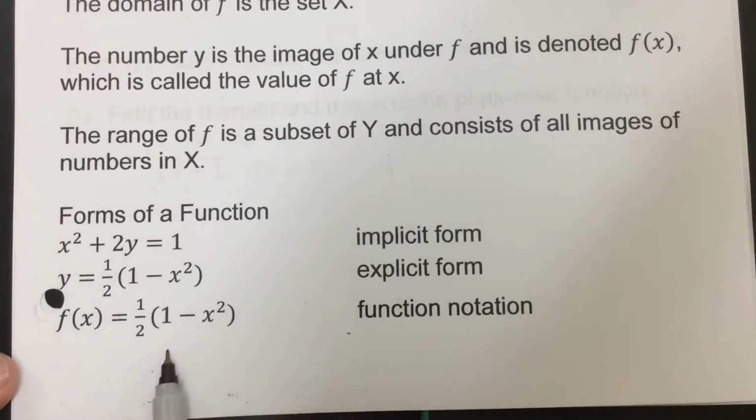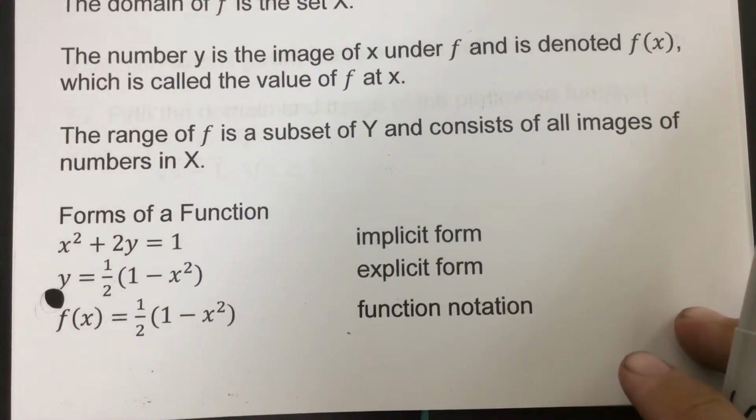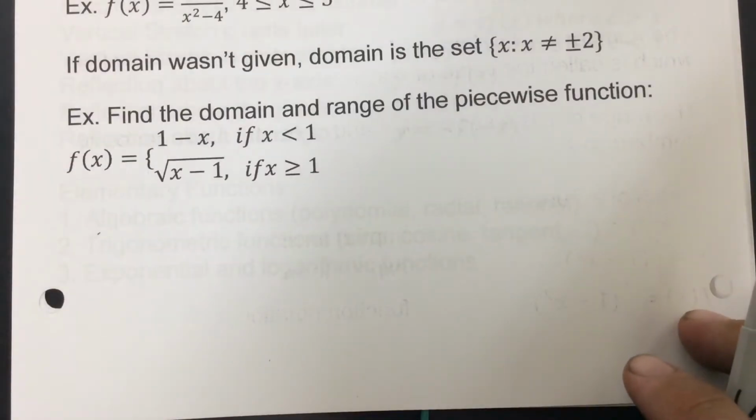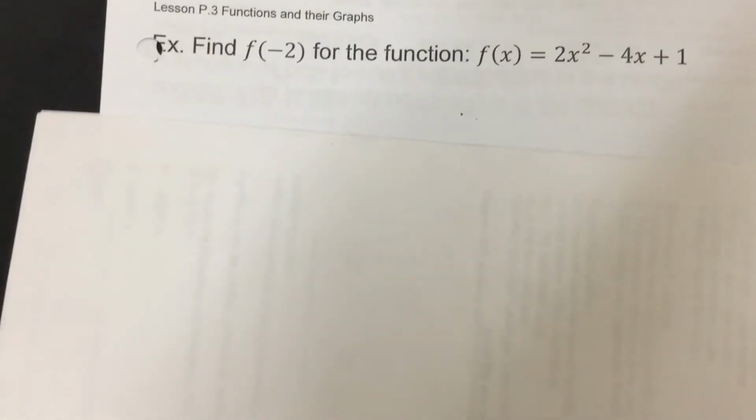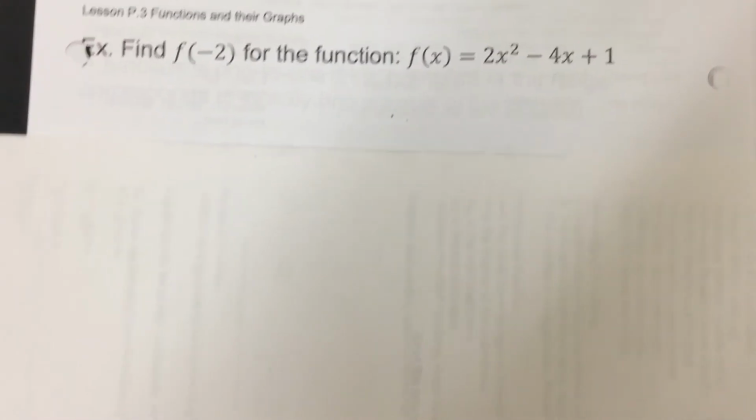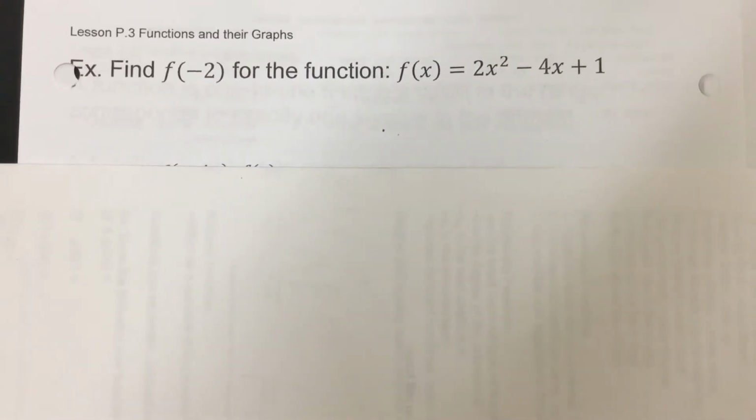And then function notation. So this is how we'll write it. Like I said, you'll use f of x. That's just a way to identify which equation we're dealing with. With functions, we can then go ahead and put values in for x.